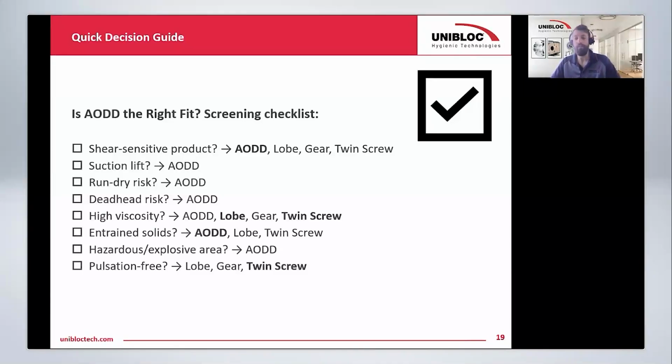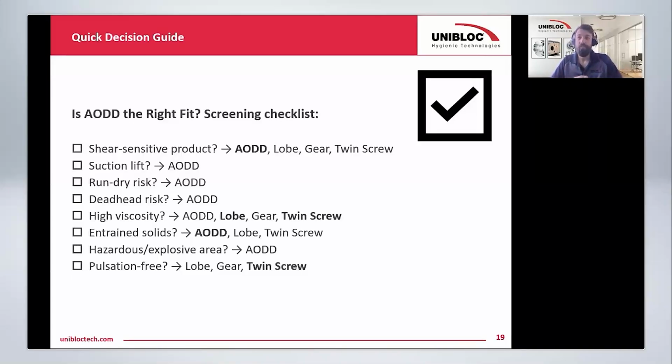And typically the thicker a product, the higher your pressures are going to be. So for just a short transfer of a thick product, going from a drum into a mixer or something like that, the AODD is a good option. But if you're going from a loading dock a couple hundred feet across the facility, you're going to want a lobe or a twin screw if you're doing a thick product that distance.